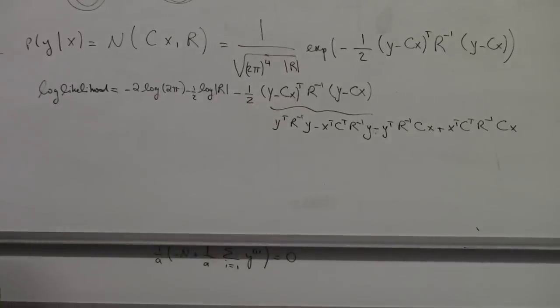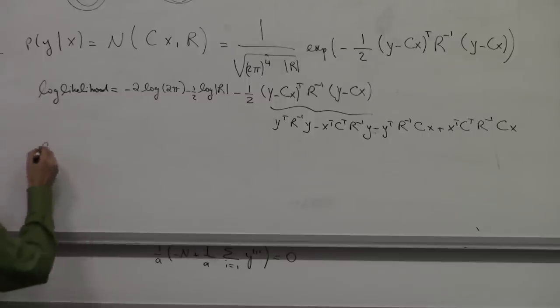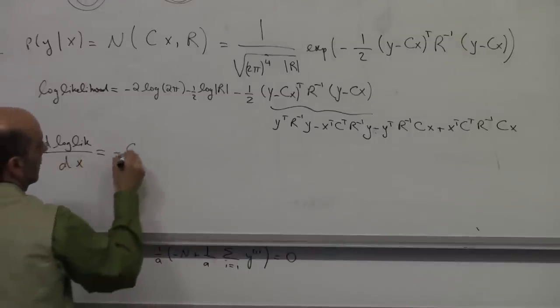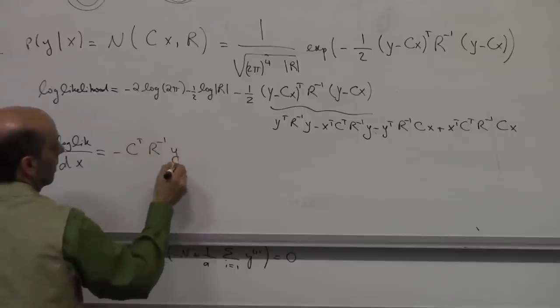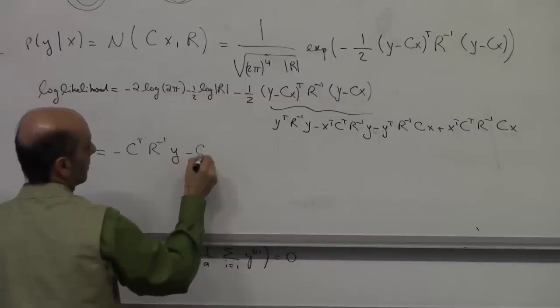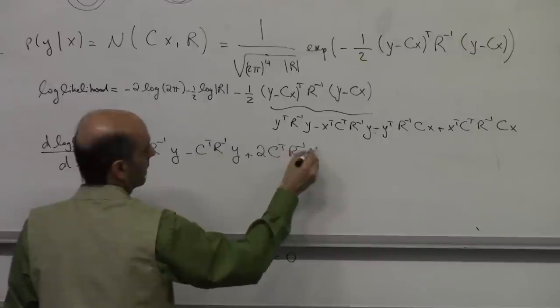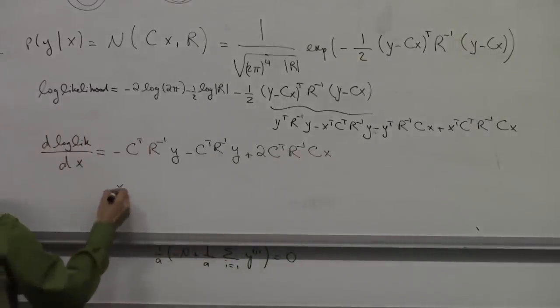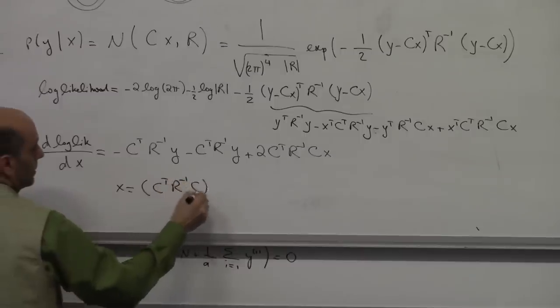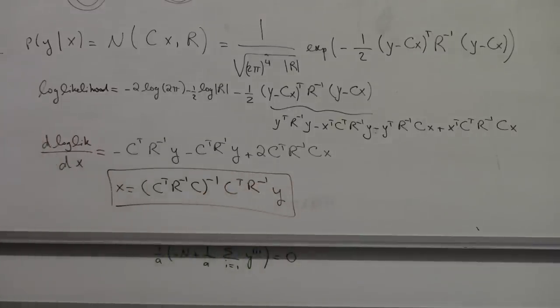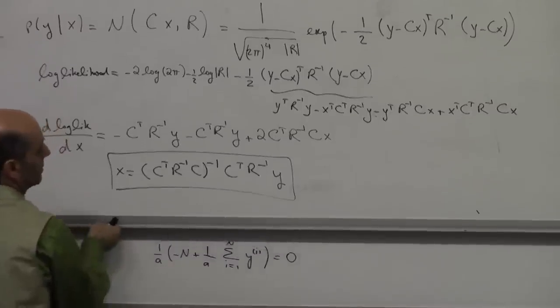So the derivative of that with respect to x. The derivative of the log likelihood with respect to x is going to be minus C transpose R minus 1 y, minus C transpose R minus 1 y, plus 2 times C transpose R minus 1 Cx. So x is going to be equal to (C transpose R minus 1 C) minus 1 times C transpose R minus 1 y. This is my maximum likelihood estimate of where I am, which looks very similar to what we've seen with regard to a weighted least squares problem. But I want to give you some intuition about what these things are. So let's write out some of these matrices.